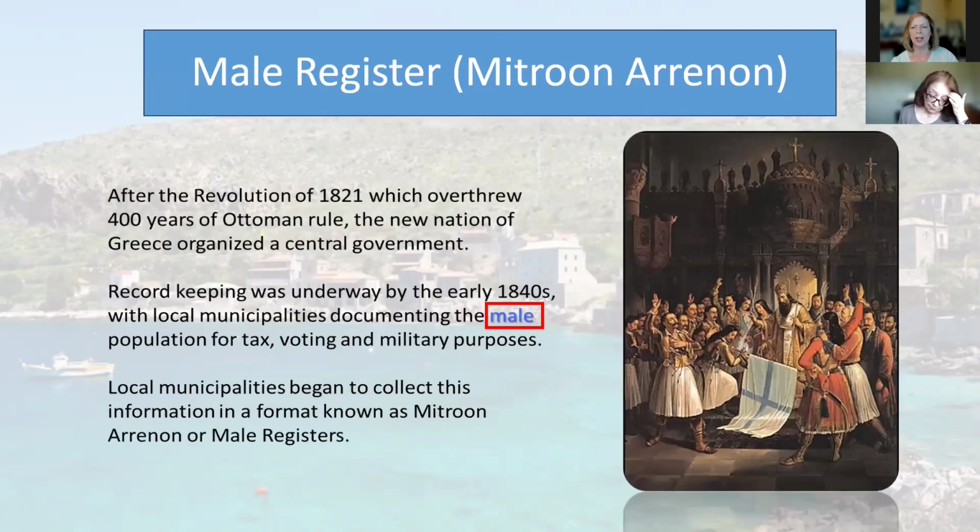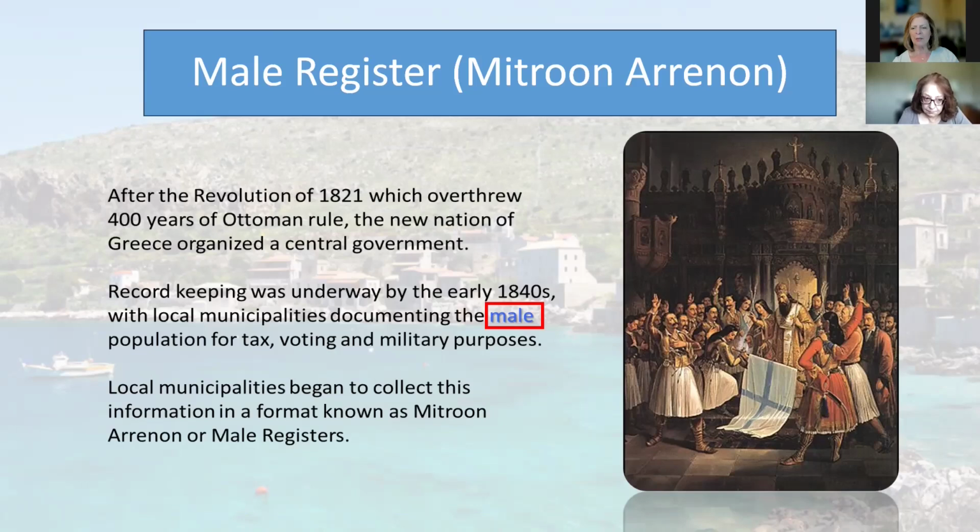Okay, let's start our journey into finding birth information by looking at male registers, known in Greek as mitroon arrenon. At the beginning of the modern Greek state in the early 1840s, every village was required to document the births of males for tax, voting, and military purposes. Male registers are kept chronologically by year. If your family remained in the same village, you can trace backwards from son to father, going back to the mid-1800s. However, records in the earliest years may not be complete.